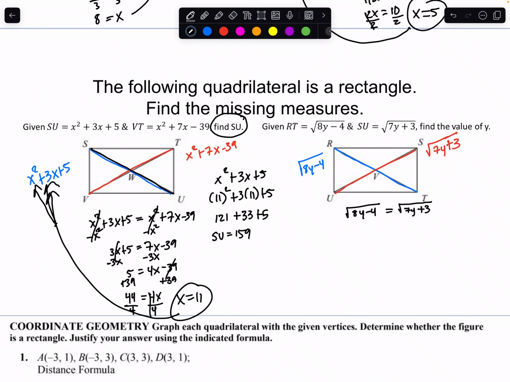Now, to get rid of the square root, we do the inverse relationship, right? The opposite of square rooting is squaring. So I'm going to square both sides. The square root and the square are going to cancel each other out, leaving me just with 8y minus 4 equals 7y plus 3. And now I can just solve for y. Move the 7y over. y minus 4 equals 3. Move the 4 over. y equals 7. And for this one, we don't have to plug it back in because we're just looking for the value of y.